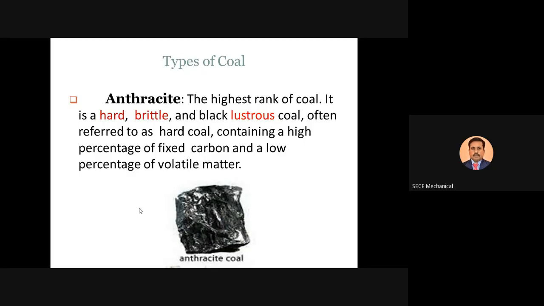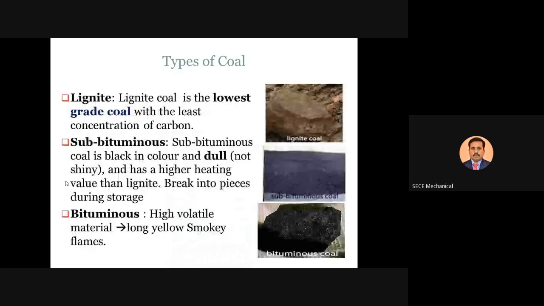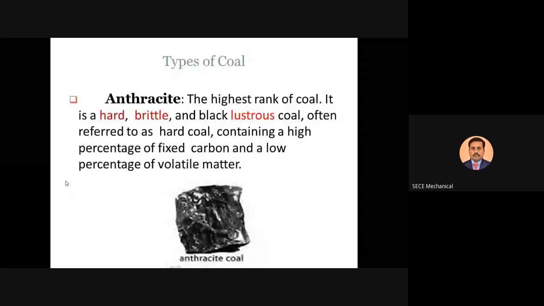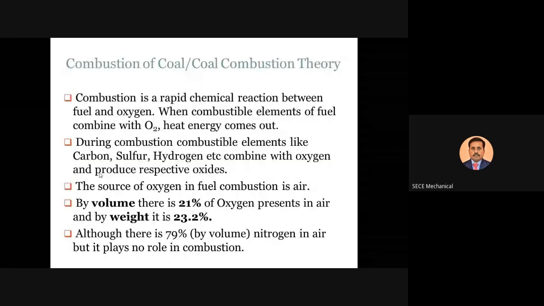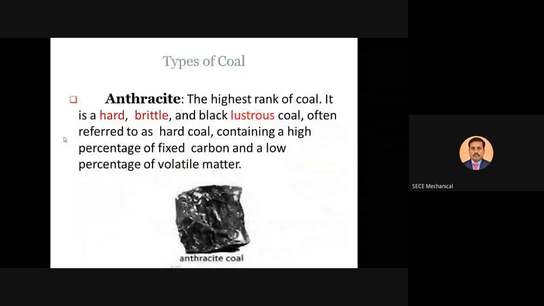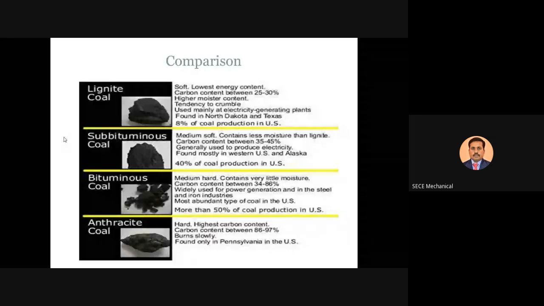But naturally, most of the coal available in India is lignite and bituminous type coal. In some areas we have anthracite coal. So this is the nature of coal available in our Indian areas. Now we'll come to the combustion of coal. So these are the different types of coal. Now we'll move to the combustion.